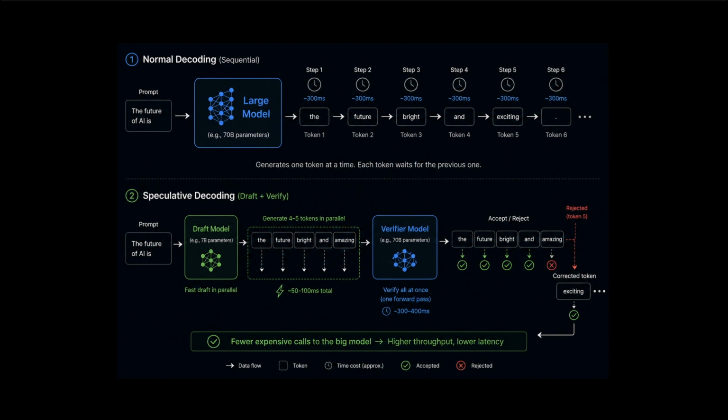If the big model agrees with the draft model tokens, which it often does, especially for predictable or common sequences, you get multiple tokens for roughly the price of one. If the big model disagrees on a token, you discard everything from that point and restart. In practice, you get around 2 to 3 times speed up on many workloads. Google uses a version of this called Medusa. DeepMind has its own variant, and it's becoming standard at the infrastructure level.